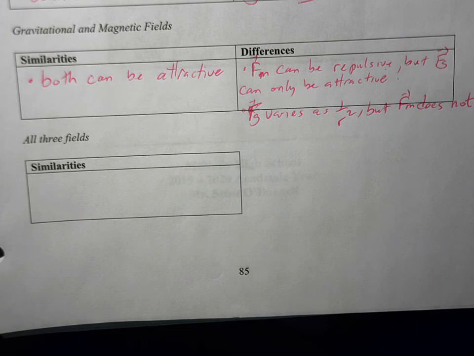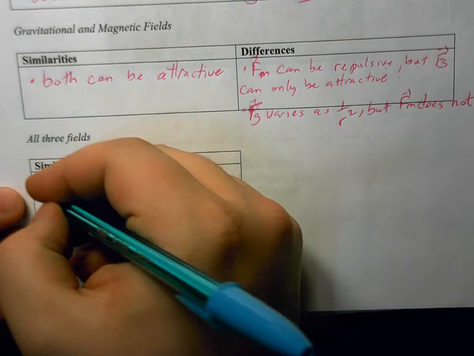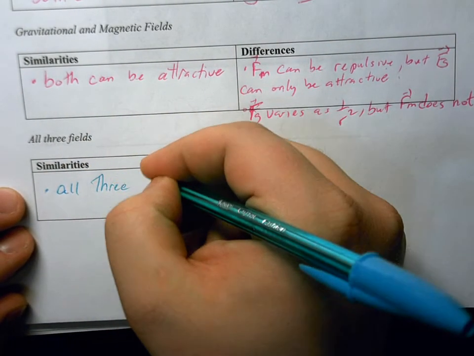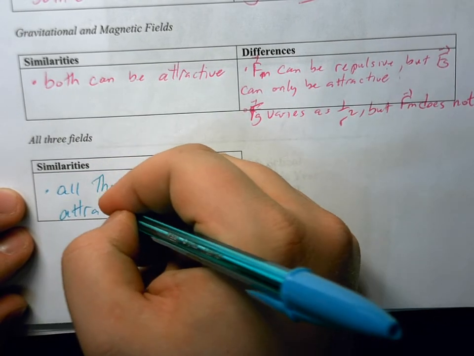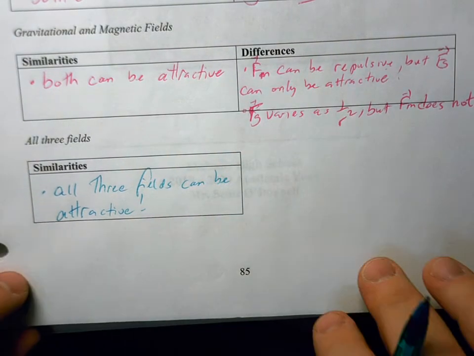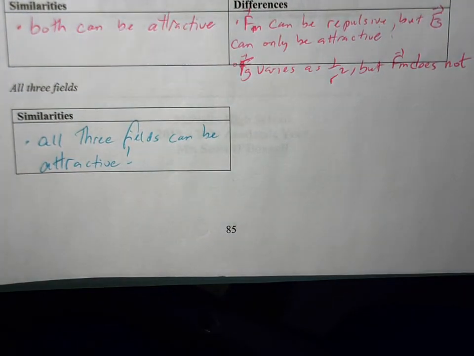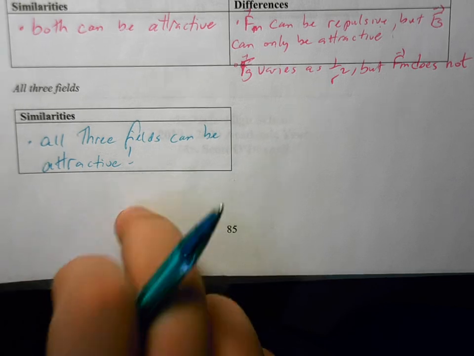The last big one, and this seems to get asked frequently on the diploma: what is similar between all three of these fields? What is a property that they all share? You've probably been told this already, or you may have noticed it as we went through the similarities and differences. All three fields can be attractive. Gravitational fields can be attractive, magnetic fields can be attractive, and electric fields can be attractive. This is the big one they're looking for. Whether you see that on a diploma will depend on the year, but that's certainly the big one.